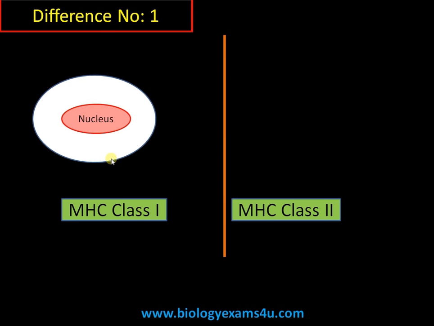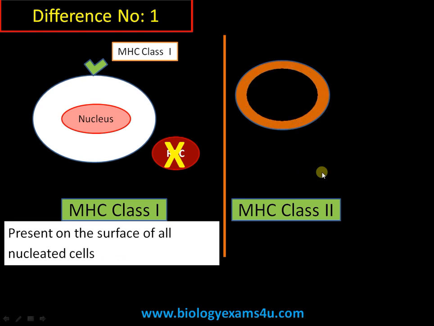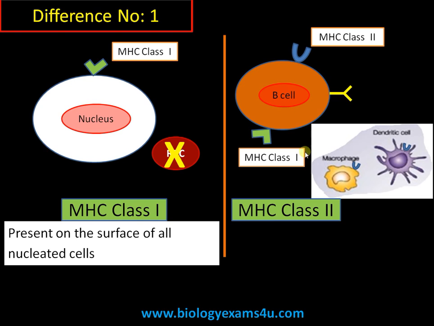Difference number 1. This is regarding the nucleated cell. MHC class 1 is present in all nucleated cells. In the case of RBC, the nucleus is absent, therefore MHC class 1 receptor is absent. In the case of MHC class 2, this is present on antigen presenting cells like B cells, macrophages, dendritic cells, etc. Let us take the example of a B cell. A B cell has a receptor called MHC class 2. As it is a nucleated cell, it will also have MHC class 1 receptor. Of course, there will be a B cell receptor that will specifically bind to an antigen. Other antigen presenting cells include macrophages, dendritic cells, etc.